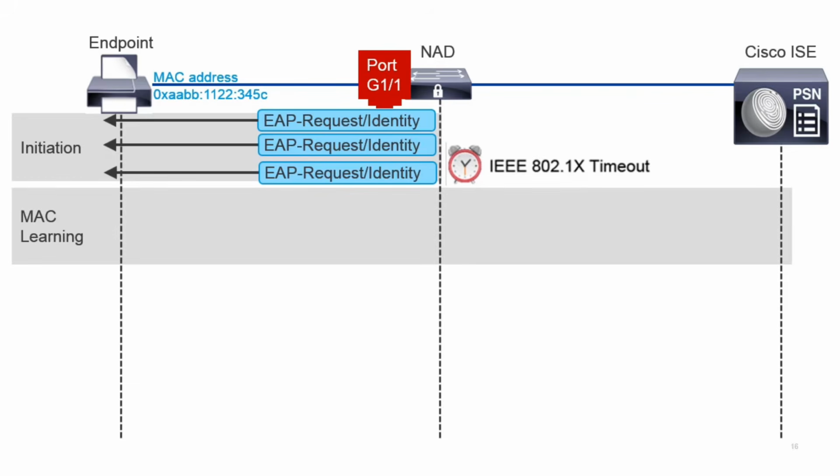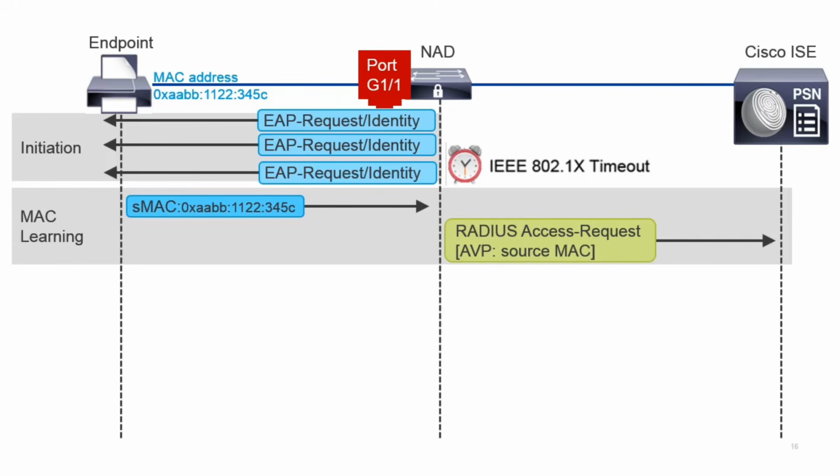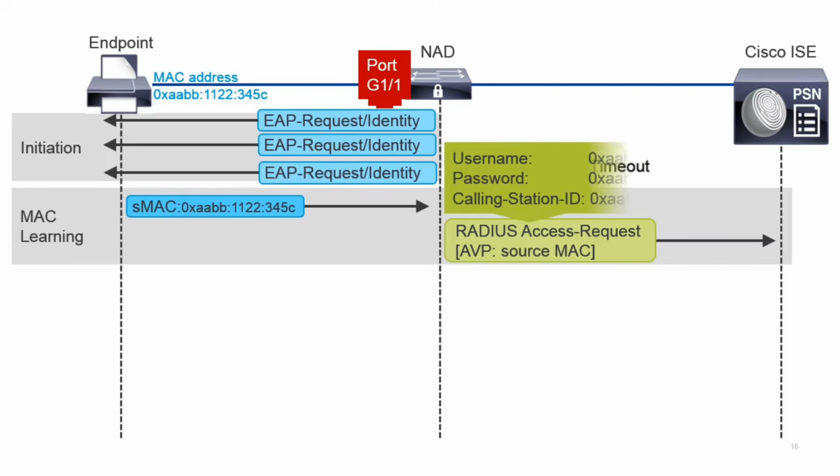In the MAC address learning phase, the switch allows the port to accept a single frame and thus learns the endpoint MAC address. Now, this and all prior frames are discarded. The switch sends a RADIUS access request packet, which includes the endpoint MAC address as 3 separate attribute value pairs, or AVPs. It is used as the username, the password, and the calling station ID.